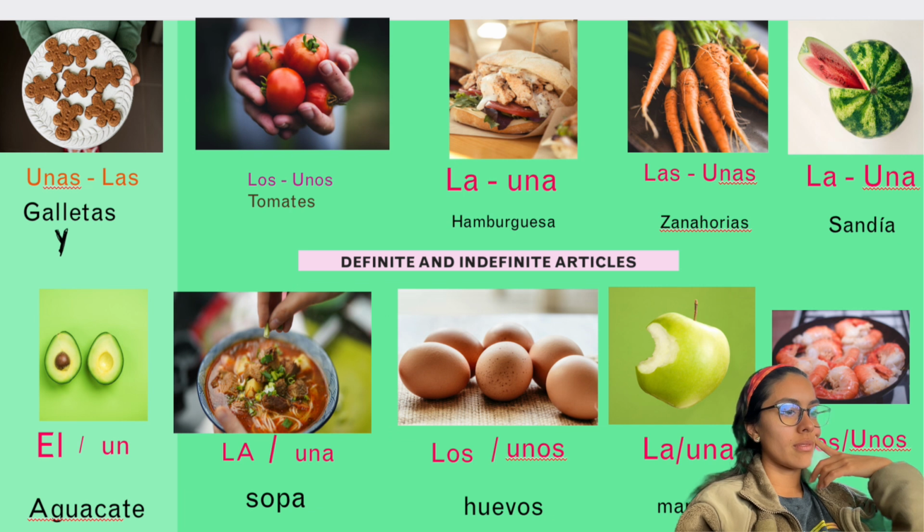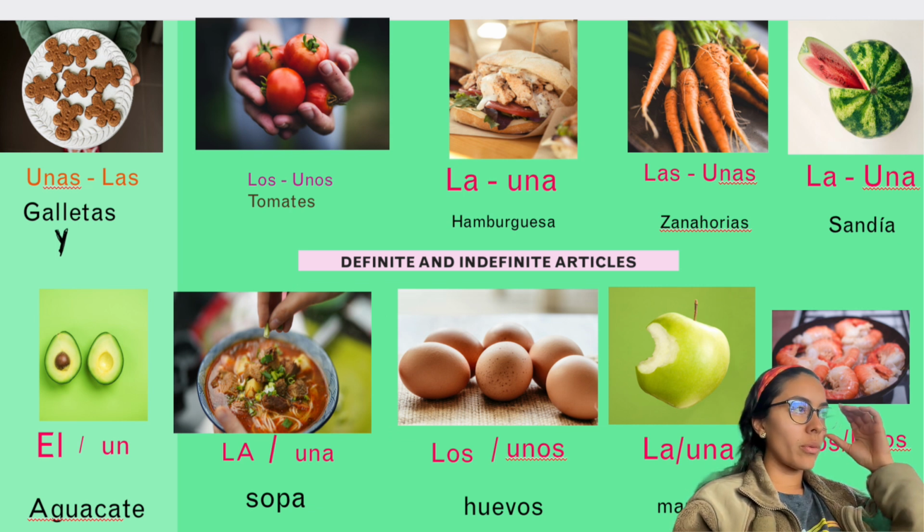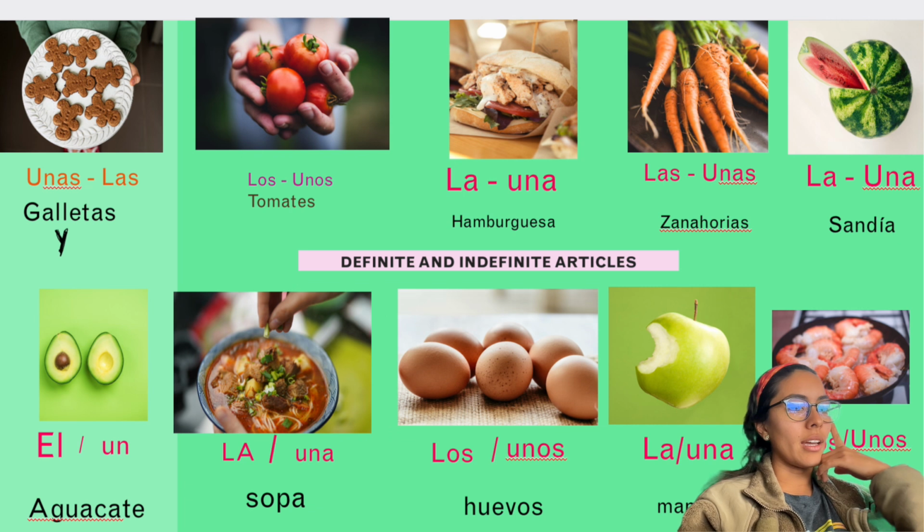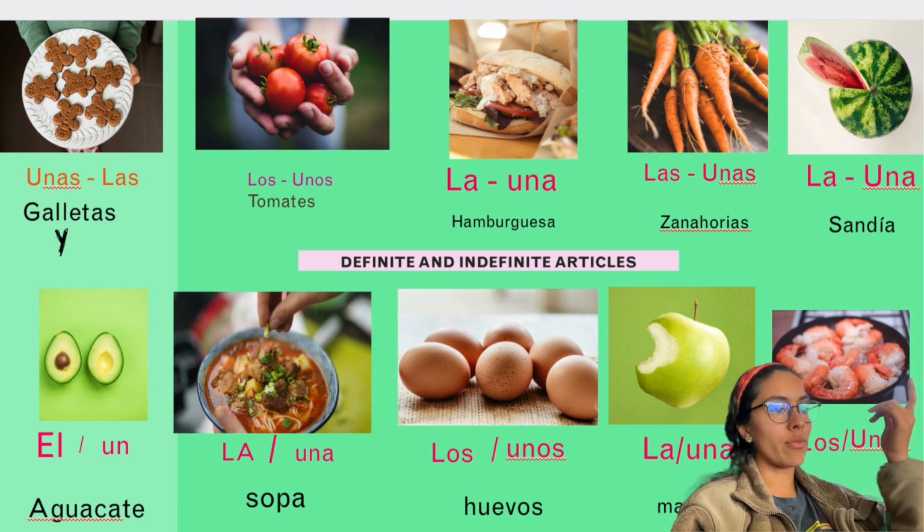Tomates. Tomate. Very good. Las hamburguesas. Uno hamburguesa. Okay, so we don't have many hamburguesas. We only have one, so it's la hamburguesa. La hamburguesa. Okay.